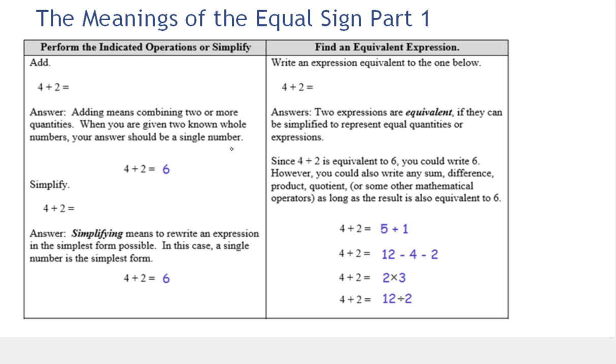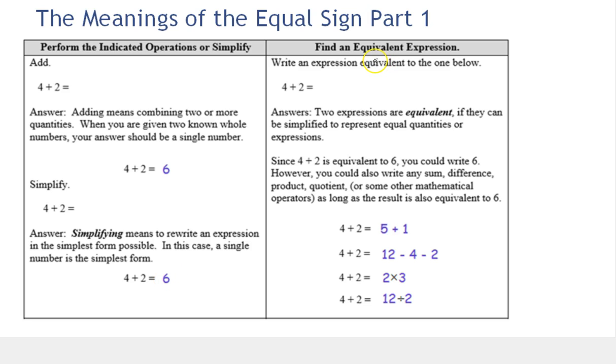number. Now simplifying is going to seem pretty much the same when we're working with numbers, and a lot of these are going to seem different when we start working with expressions, with variable expressions, excuse me. So simplifying means to rewrite an expression in the simplest form possible. And again, when you have 4 plus 2, the simplest way to rewrite that is as a single digit 6.